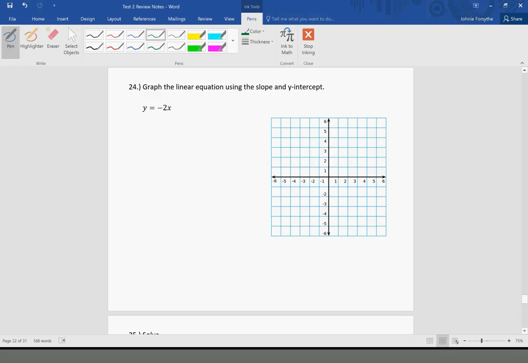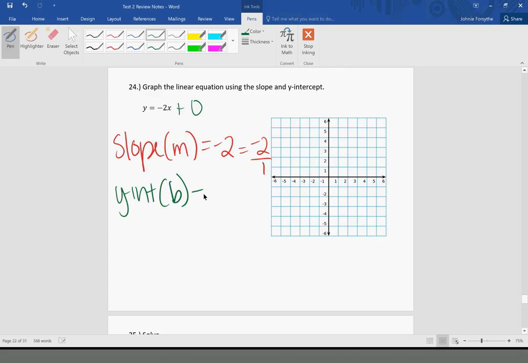Okay, number 24, graph the linear equation using the slope and y-intercept. So the slope is your m, and in this case the slope of this line is negative 2. And so remember that slope is a ratio of rise over run, so let's write negative 2 as negative 2/1. And then for your y-intercept, you don't see a number, so we'll say that's 0. It's like saying plus 0, so the y-intercept here is 0.